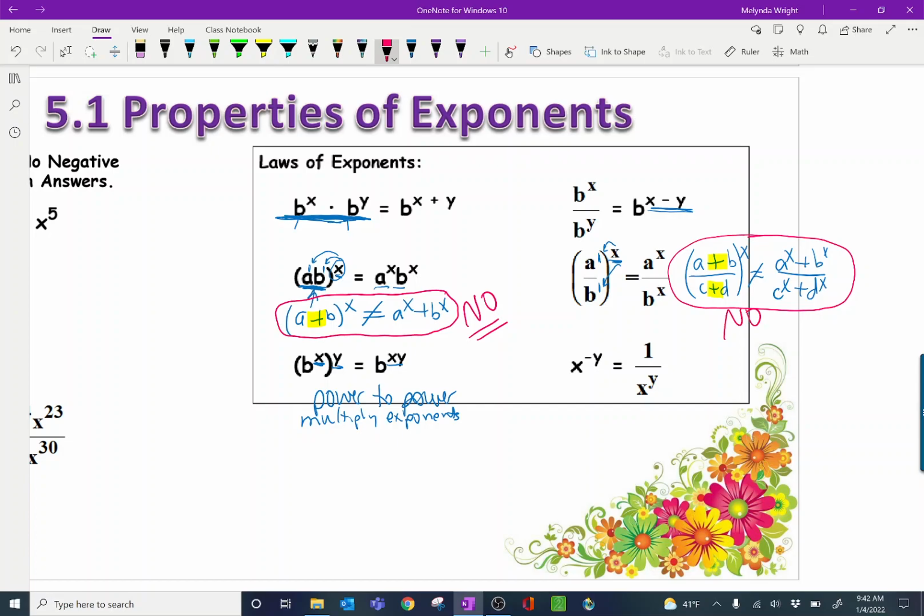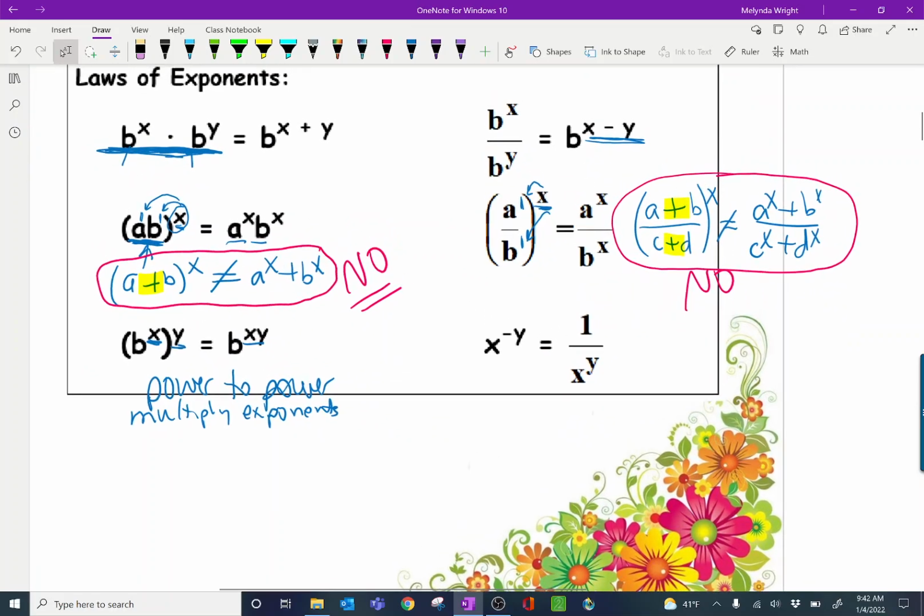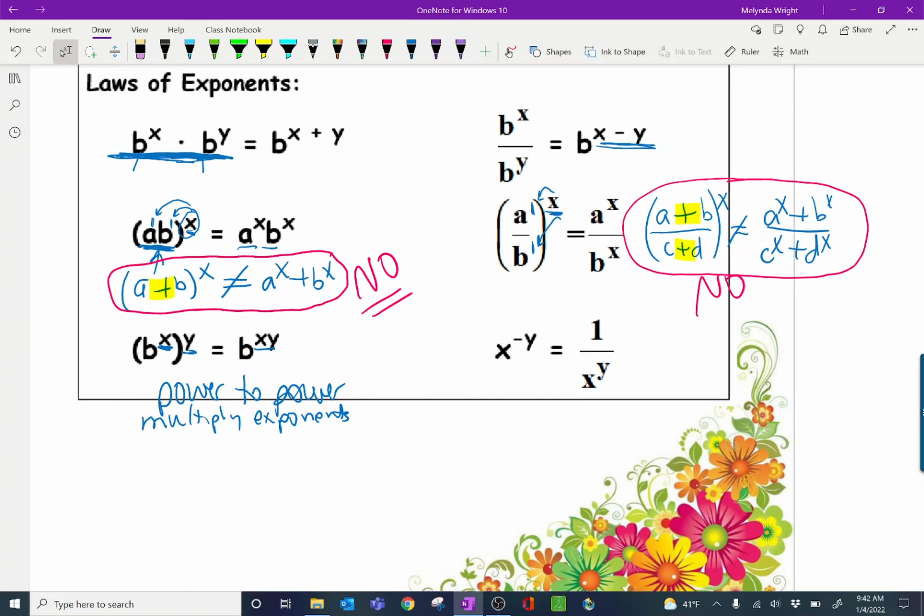Okay, so let's talk about negative exponents. A negative exponent can be rewritten like, if I have x to the negative y, then I can certainly rewrite that as 1 over x to the y. And what that does for me is it gets rid of the negative exponent. Many times we don't want negative exponents in our answer, so that's something that we would want to do.